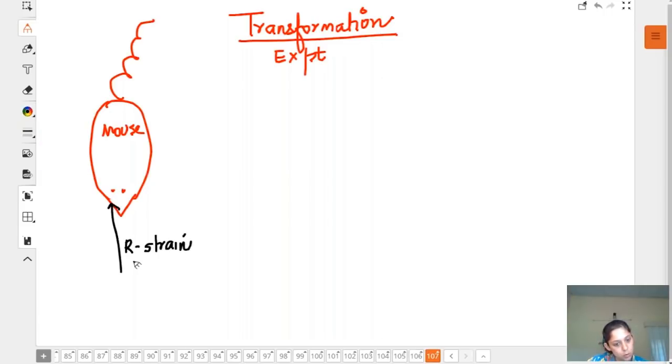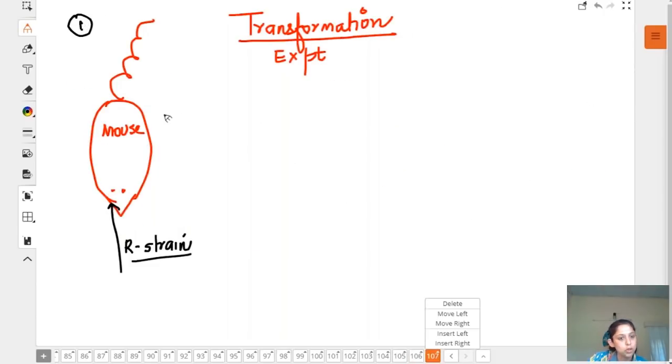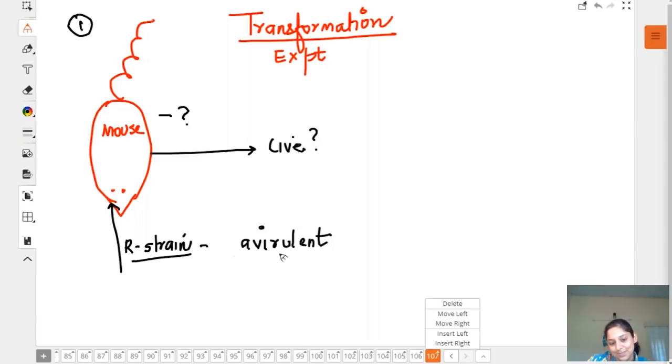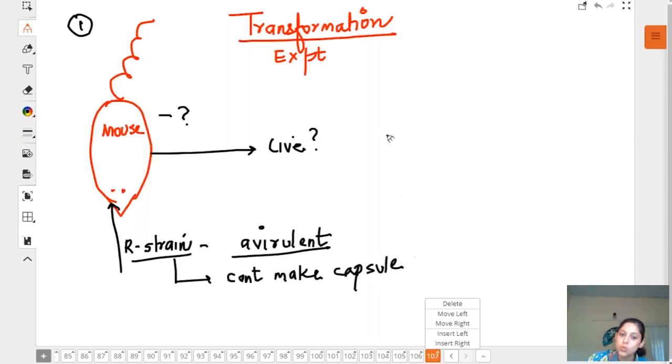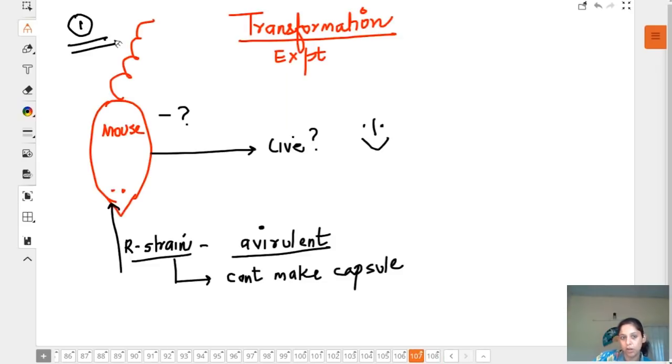Tell me what will happen to the mouse. R strain. What will happen to the mouse? Tell me. First experiment, R strain. Come on. It will live. Why will it live? Because R strain is avirulent. It can't make capsule. It does not have the genes to make capsule. So the mouse will live happily ever after. Okay. Next. This is the first experiment of transformation.